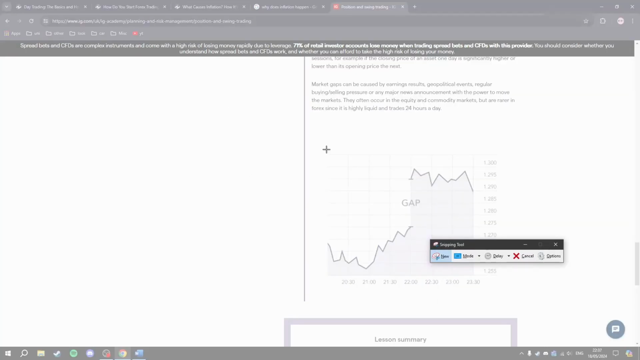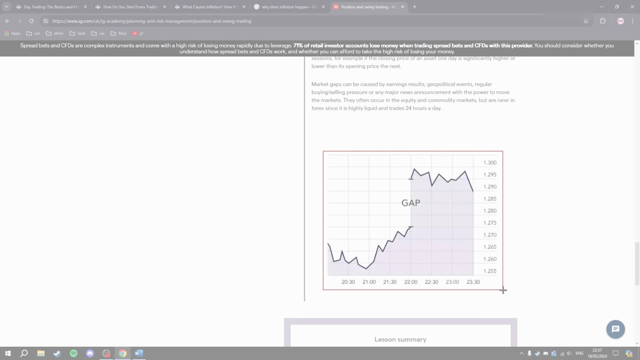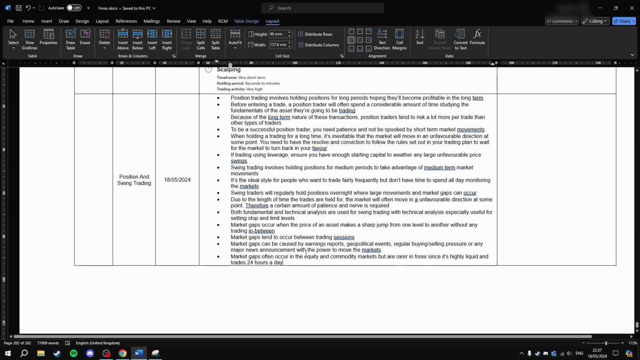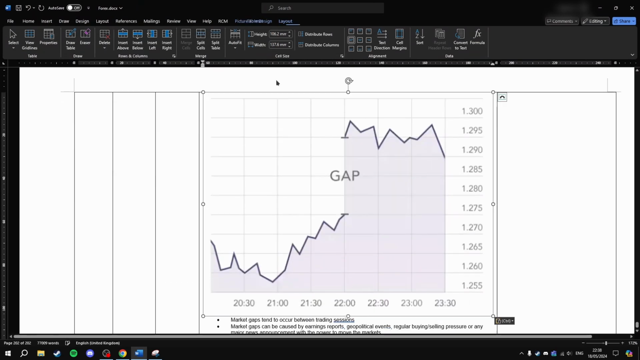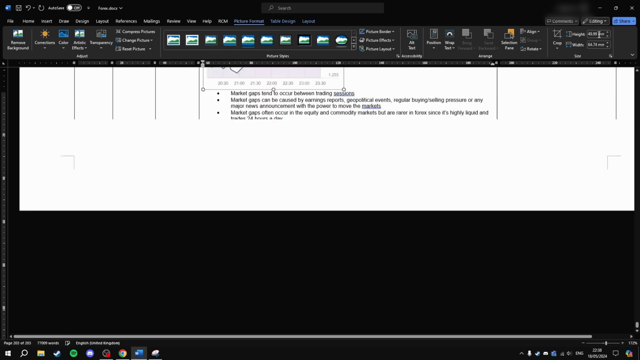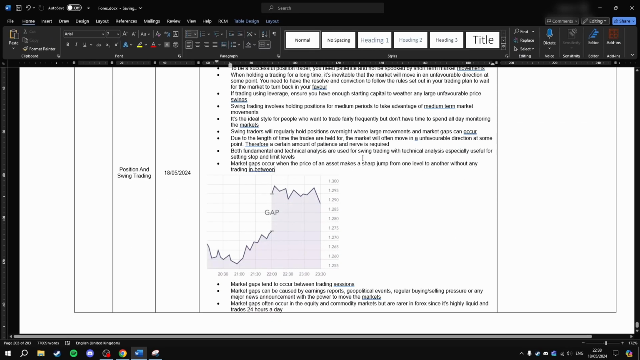And I've got a nice little photo showing what a market gap looks like. Cool.